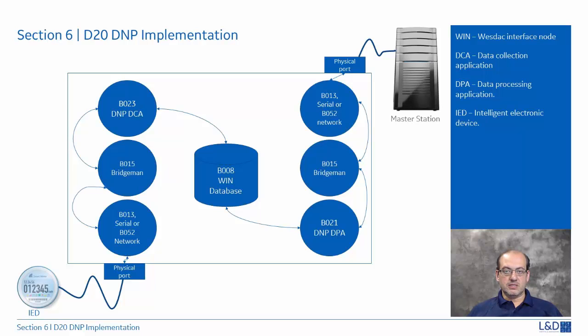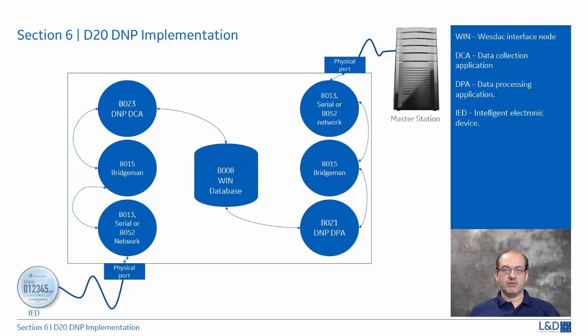Okay, hopefully this gives you an idea of the flow of information from the IED to the master through the RTU over the DNP protocol. Other applications can pick up the DNP protocol information from the WIN database, or the B008 application or database, that basically stores all of this information.